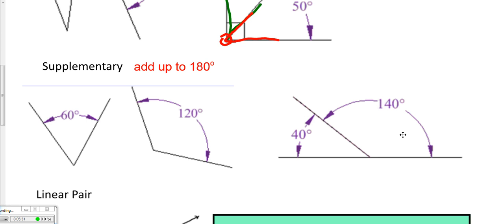These ones are supplementary and they do touch. So again, we've got a 40 degree angle here. We've got a 140 degree angle over here. So these are supplementary, add to 180, and they're adjacent. They share this side and this vertex.